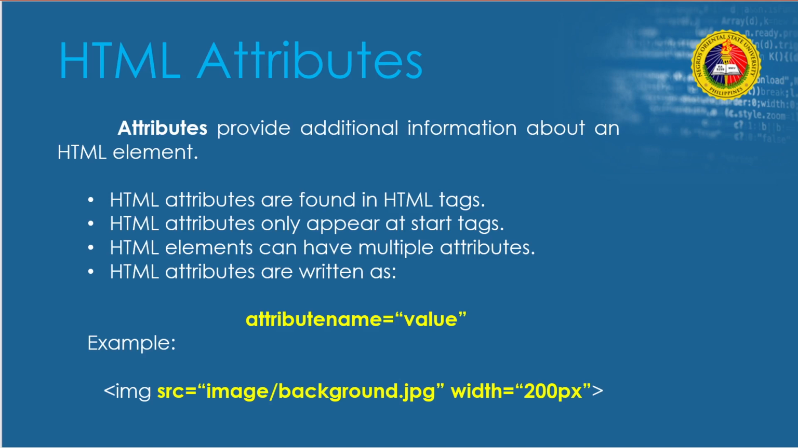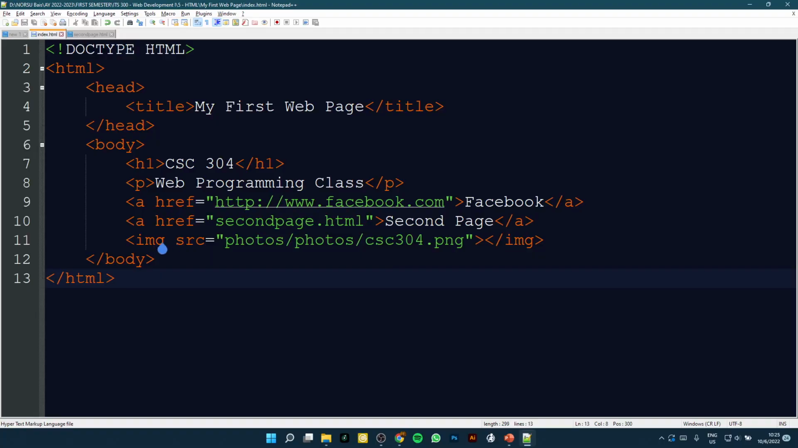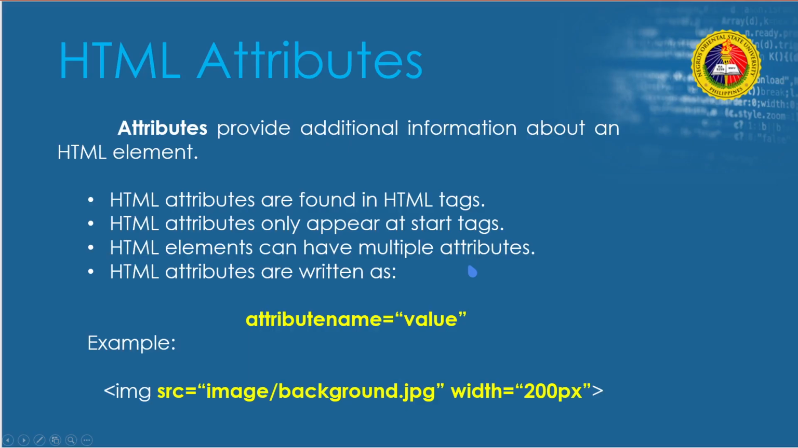HTML attributes are found inside an HTML tag. HTML attributes only appear in start tags. Alright, notice that we only put it in the start tag, we didn't put it in the closing tag. Right? HTML elements can have multiple attributes. Alright, to answer the question, yes, we can add as many attributes as we want in one single HTML tag.